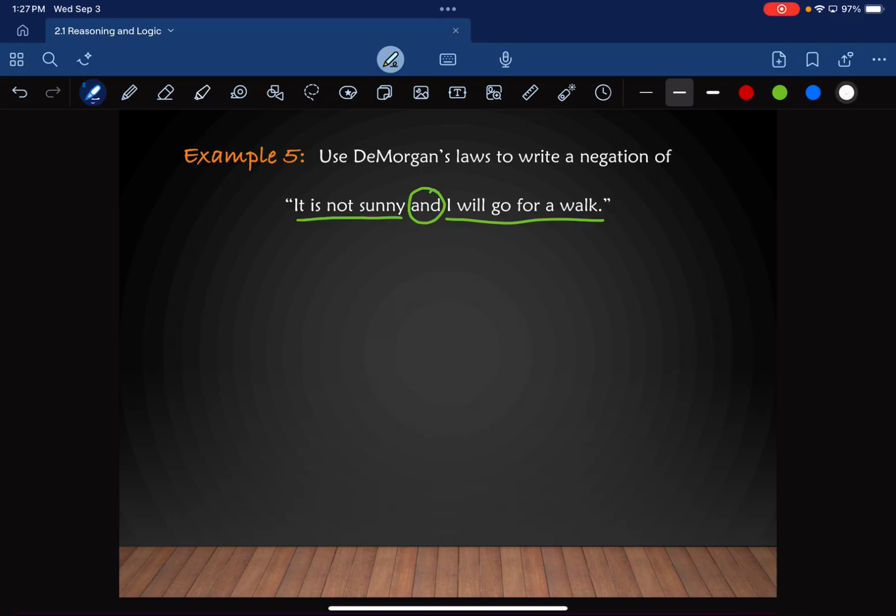So what is the negation of it is not sunny? It is sunny, just like it is outside right now. So that's the negation. It is sunny. Or, yes, the and becomes an or. This is important, that that switches in the middle. And then I will go for a walk. What's the negation of that? I will not go for a walk.